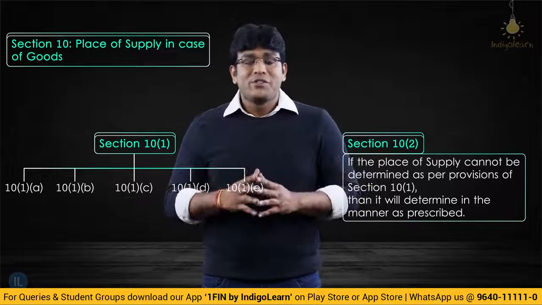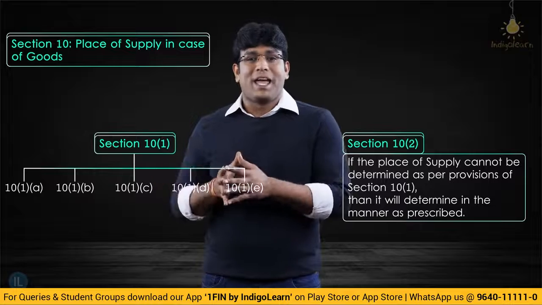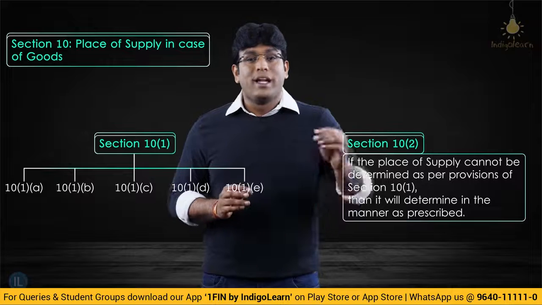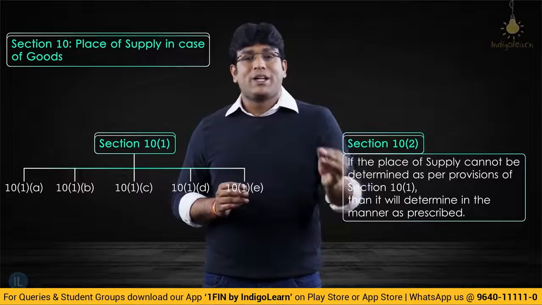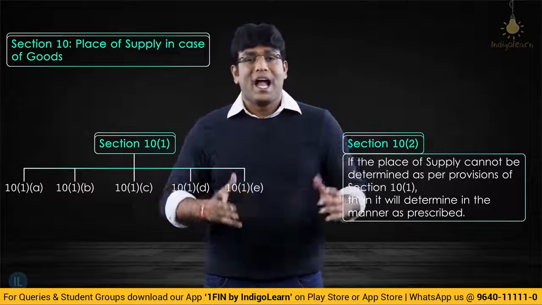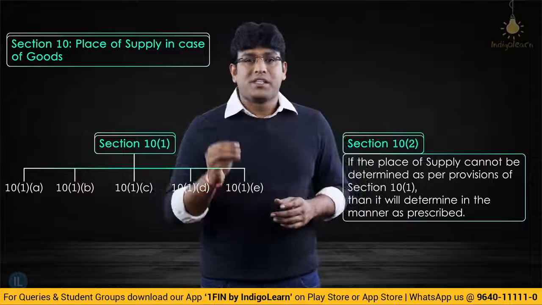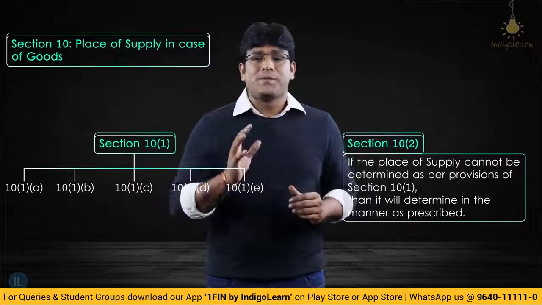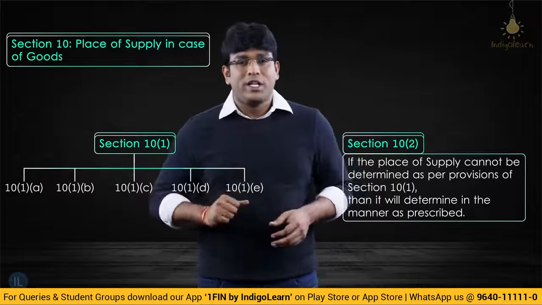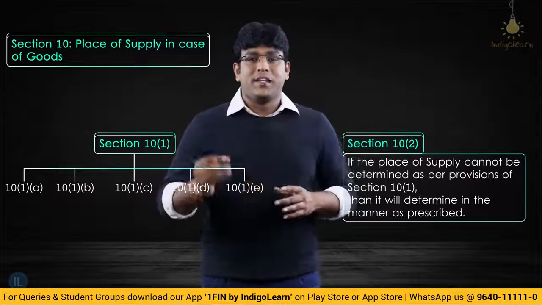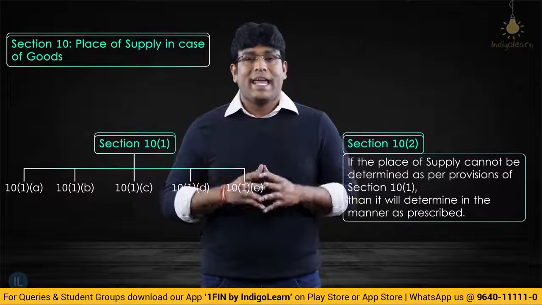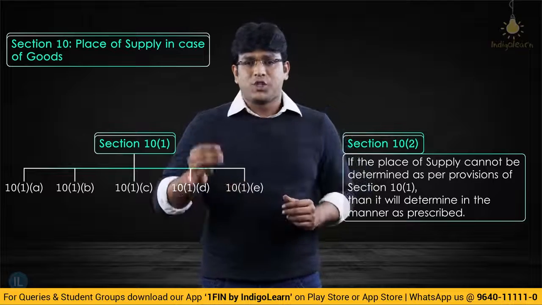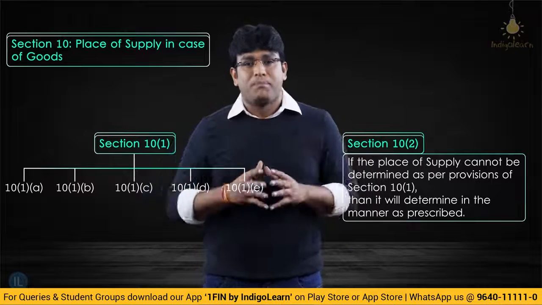That's it. So if you are not able to determine place of supply by applying 10.1, then don't worry, they will tell you, they will prescribe in what manner you have to determine place of supply. And a practical point, generally it is prescribed by way of rules, and so far nothing has been prescribed. So our focus is only on 10 subsection 1, in which we have got 5 clauses: 10.1a, 10.1b, 10.1c, 10.1d, 10.1e. Let's talk every point in detail and become perfect.